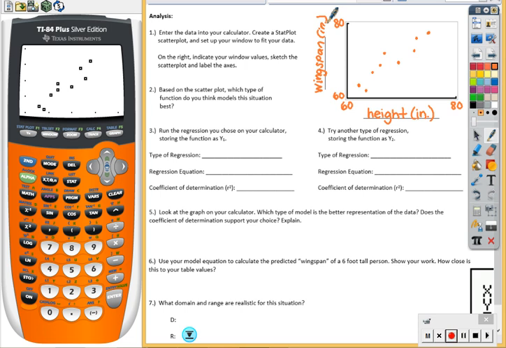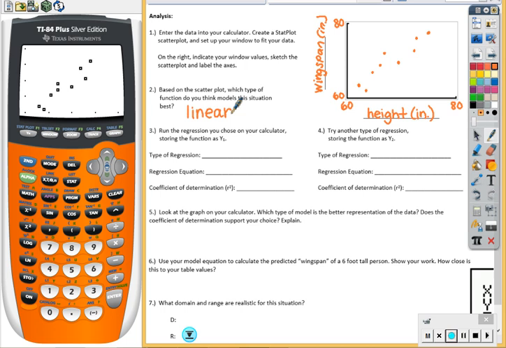And you can go ahead and copy this stuff down just so you have this to look back on. So we've indicated our window values, that's the 60s and 80s. Sketch the scatter plot and label the axes. That's what we're looking at. Based on the scatter plot, which type of function do you think models this situation best? And since I was expecting that all the values would be equal, I was thinking that it was going to be linear. So it looks sort of linear. So that's my hunch, is that it's going to be a linear fit.